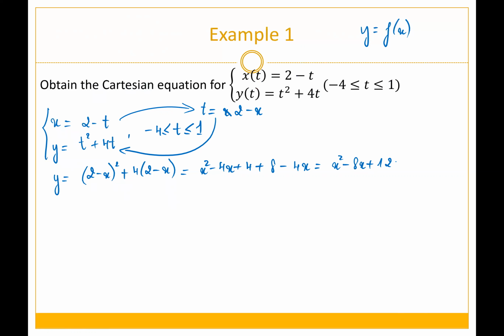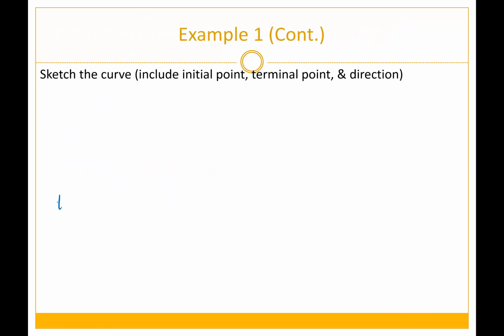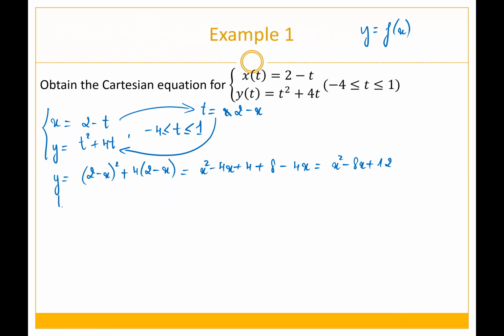We also have to identify what is the terminal point and initial point in xy coordinates. So we have t, x, and y, with t values of -4 and 1. So x is going to be 2 minus t, which is going to be 6, and then y is 16 minus 16, which is 0. And then for 1, we have 1 here, and 1 plus 4, that's 5.